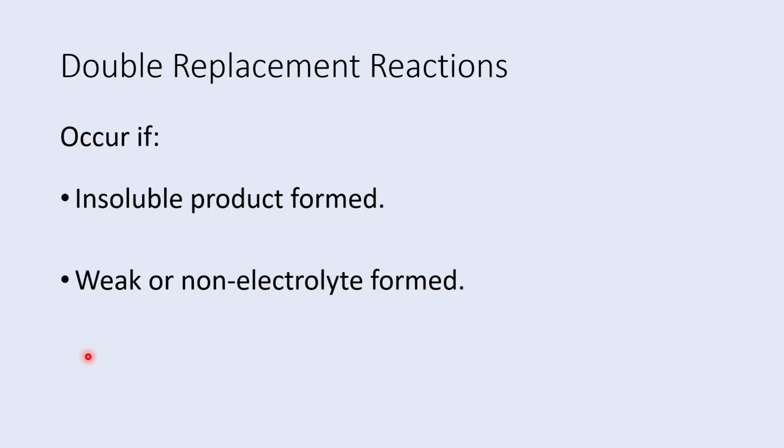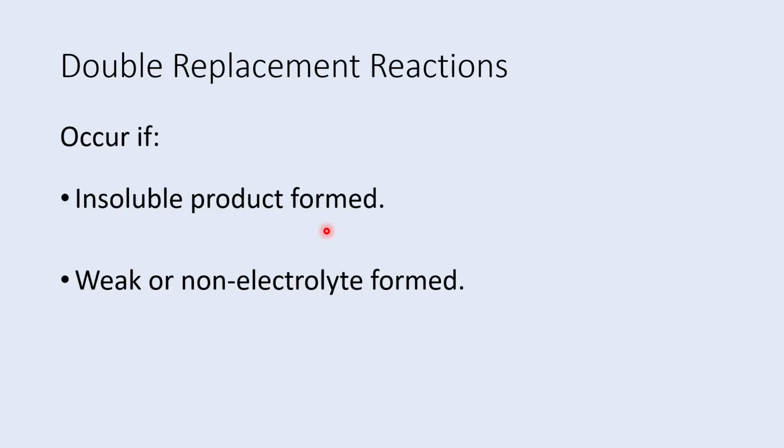There has to be an overall change in the composition of the solution. There are two ways this can happen. One of the products must either be an insoluble compound or a weak or non-electrolyte. The first possibility is that a solid or insoluble compound is formed in the reaction. Some ionic compounds are insoluble in water.